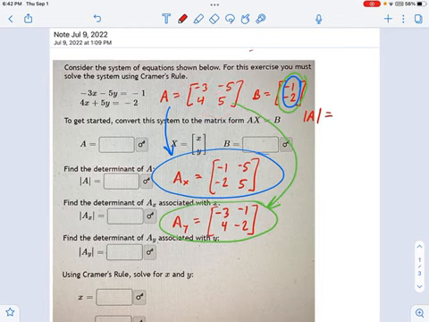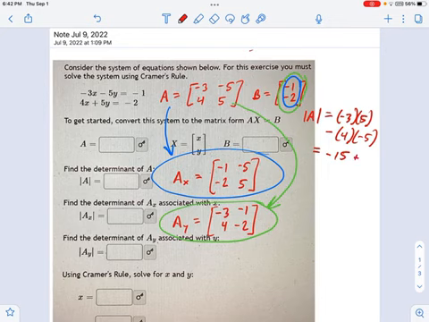Okay? So the determinant of A is going to be negative 3 times 5 minus 4 times negative 5. Oh, let's combine some terms here. This is negative 15 minus negative 20, so that's plus 20. Great. So the determinant of A is 5. Okay, next one, we'll do the AX matrix determinant.